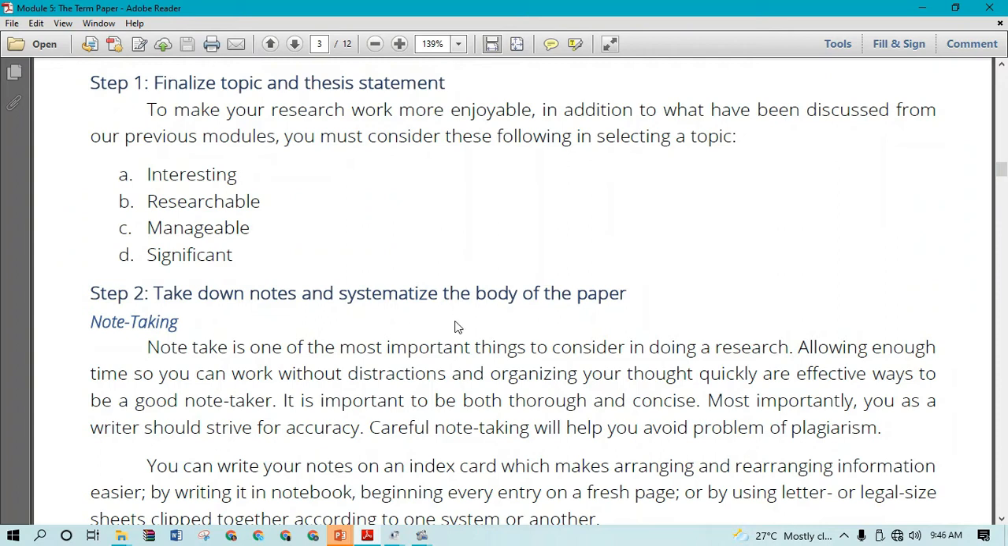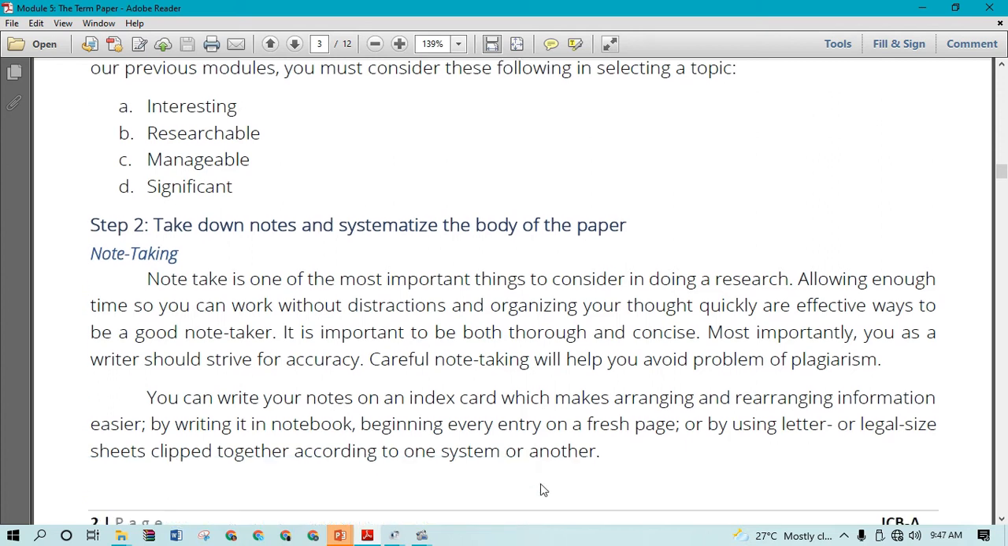Okay, in step two, take down notes and systematize the body of the paper. In making this, you need to do note taking. Note taking is one of the most important things to consider in doing a research. It allows you to organize your thoughts quickly and makes you a good note taker. It is important to be both thorough and concise, and most importantly, you as a writer should strive for accuracy. Careful note taking will help you avoid the problem of plagiarism.